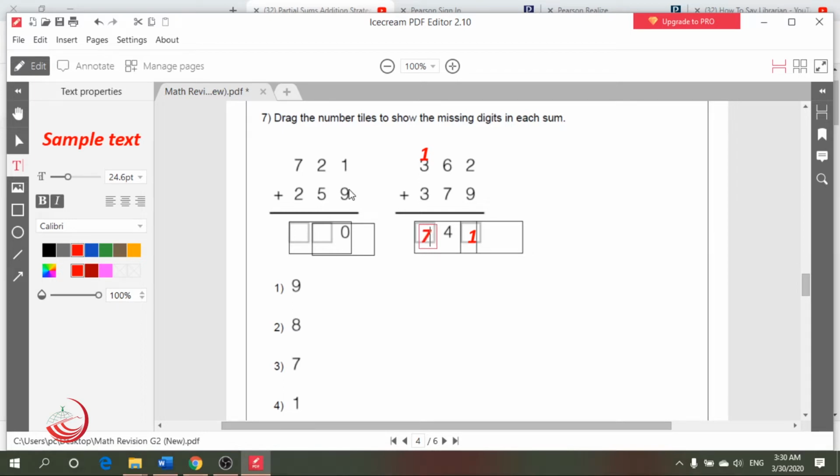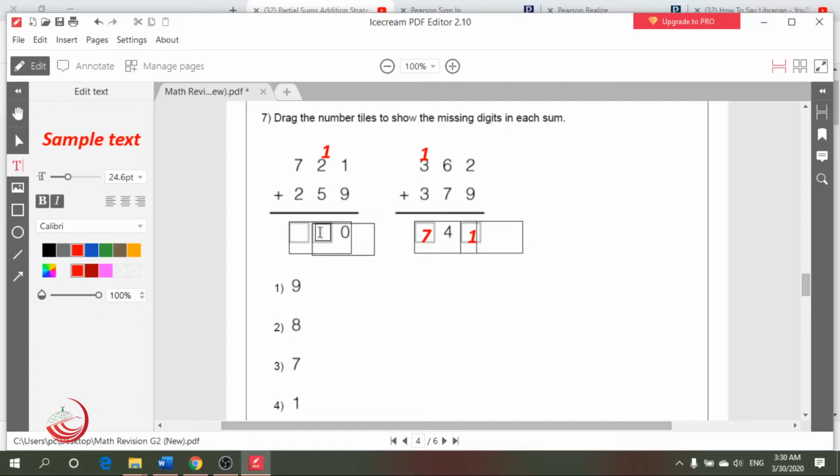1 plus 9 equals 10. Excellent. And I will put the 1 here, to not forget that. 1 plus 2 is 3. 3 plus 5 equals how much, Mahmoud? Excellent. It will equal 8.